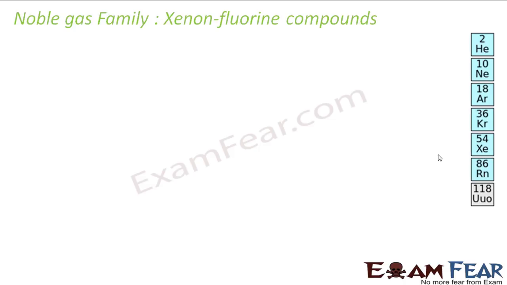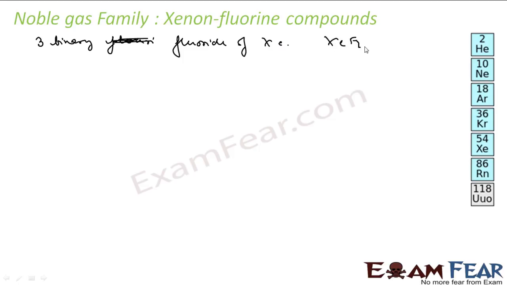Xenon forms 3 binary fluorides with fluorine. The fluorides of xenon are XeF2, XeF4, and XeF6. There are 3. And which one forms depends on the amount of fluorine present and the temperature.